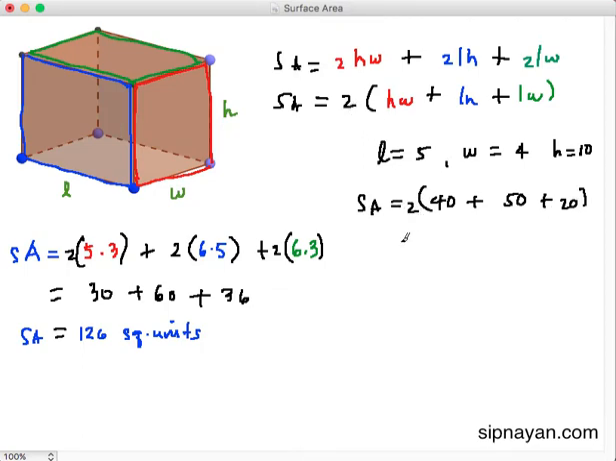Yan sa unahan, di ba? So this is equal to 90 plus 20. That's 110. That's 220. For example, cm yan, cm, then we have cm squared yun nandito. Okay? So, yan lang yung formula ng surface area ng rectangular prism.